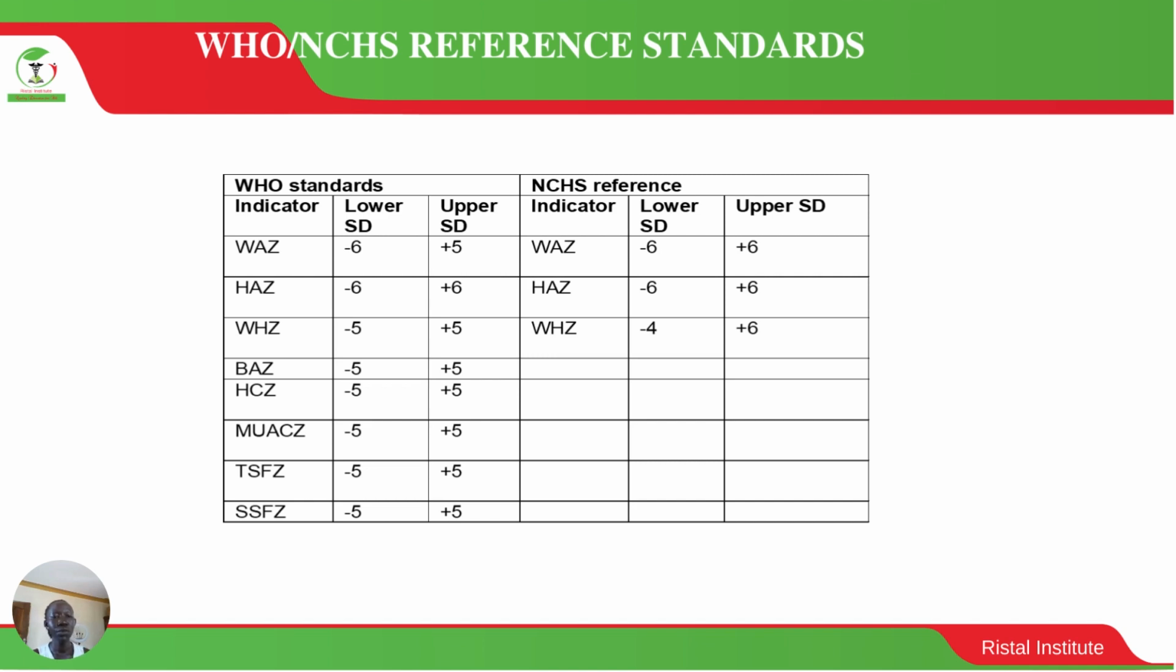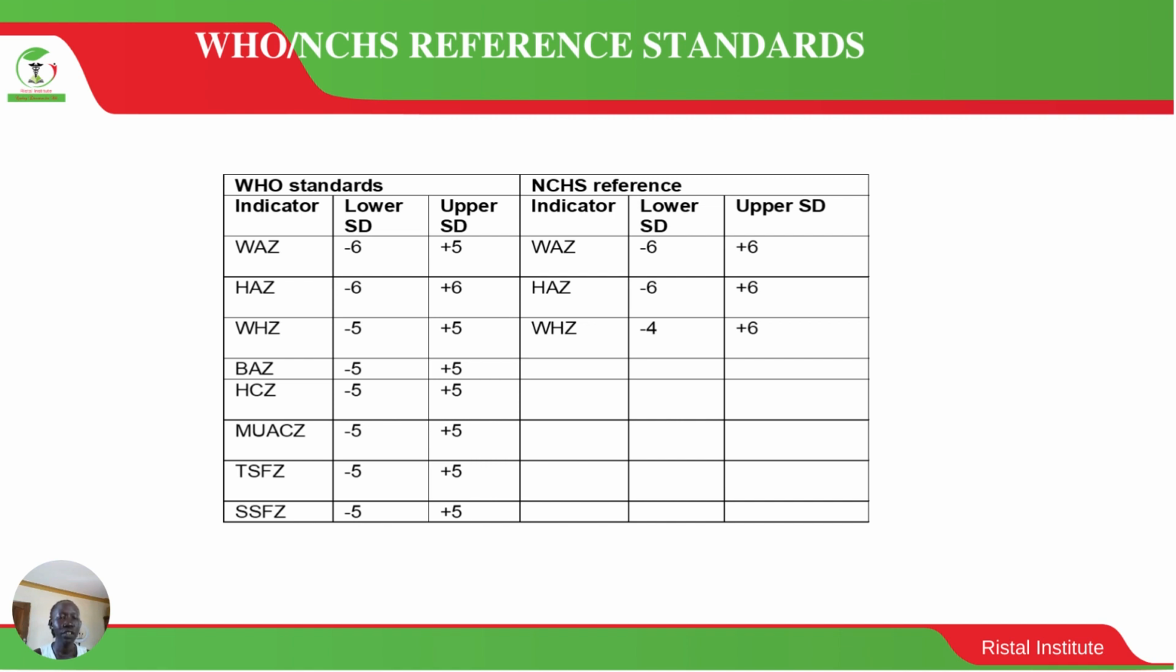That is according to the WHO standard. Then for NCHS, the lower SD is also -6 and the upper SD is +6. That is for weight for age Z score. Then the height for age Z score, we have -6 and +6 for WHO standards. Then the NCHS standards, we have -6 and +6 alike.